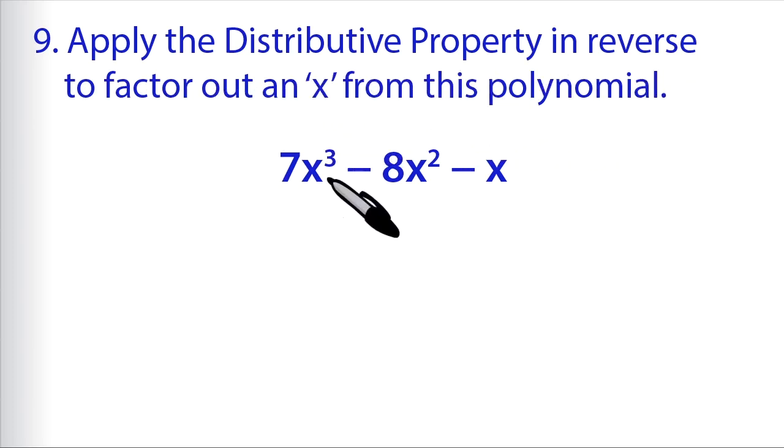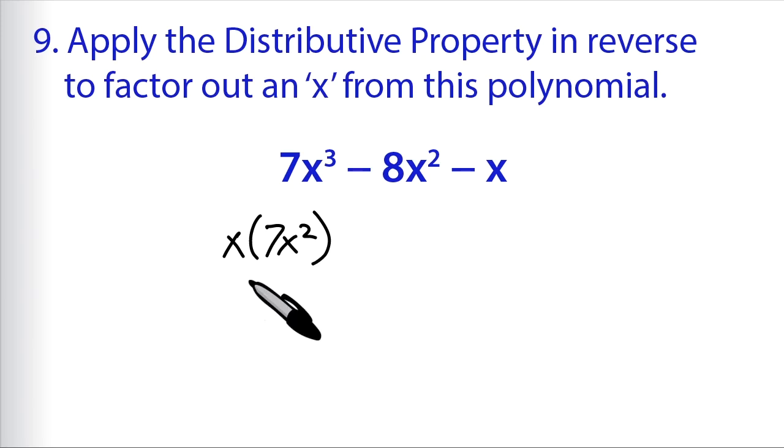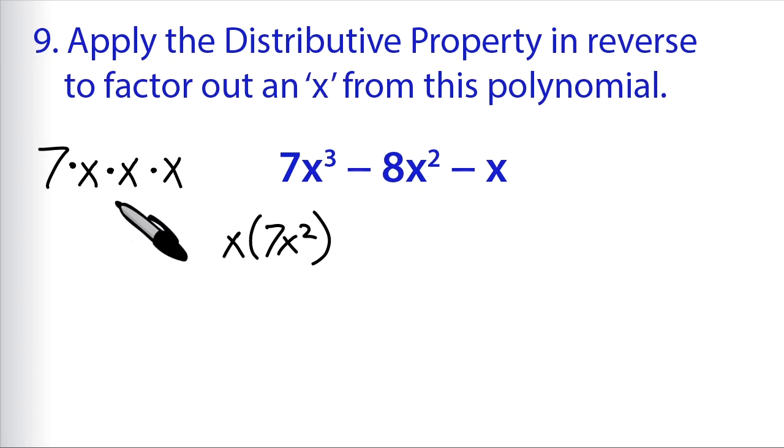And we have 7x cubed minus 8x squared minus x. So to factor out an x from our first term, we're left with x times 7x squared. And if that's not obvious, it might help to write out 7 times x times x times x. And then it's easy to see that when you factor out one of the x's, the other factor is 7x squared. Now we have this term, negative 8x squared, and we want to factor out an x.